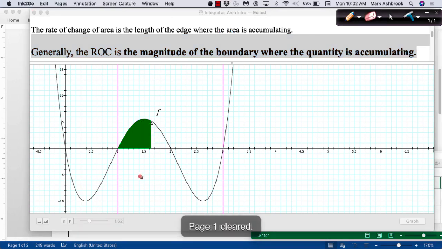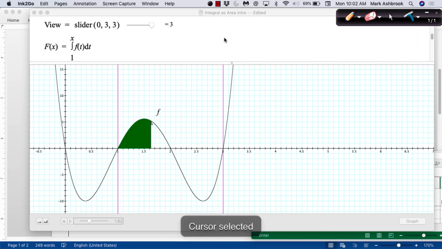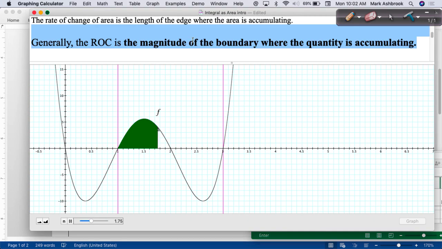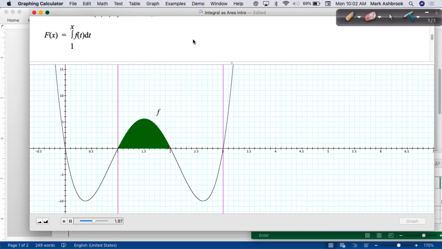Okay, so let's look at, I got this function here. Capital F of x is the integral from 1 to x of f of t dt. I want you to elaborate on what that function is all about. What does that function mean? What is it all about? What is its function? What does it do? Tell the person next to you.